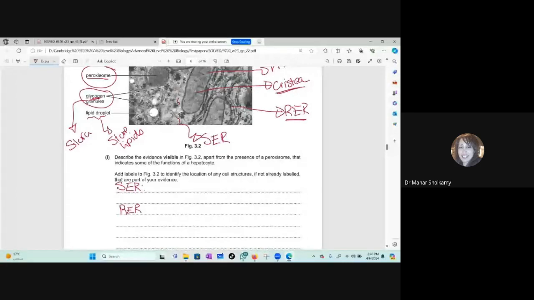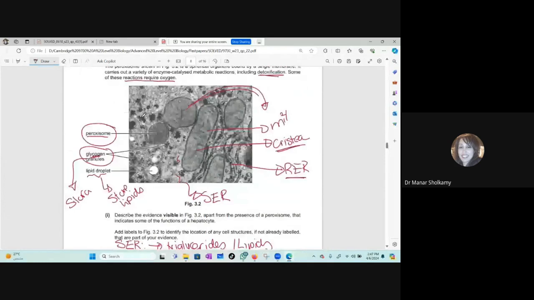The smooth endoplasmic reticulum is used in the making of what? Lipids. Yes, triglycerides. So it is used in the making of triglycerides, just like they said in the question, or lipids, correct? And the rough endoplasmic reticulum is needed to make what? Proteins. Very good. It is needed to make the proteins, for the modification of proteins, for the synthesis, whatever.